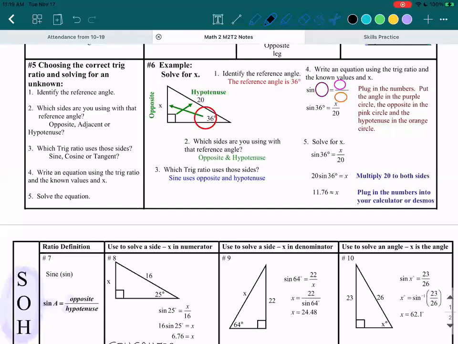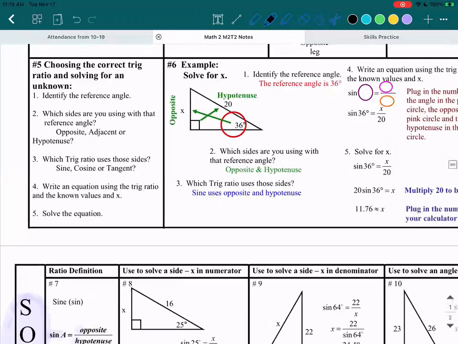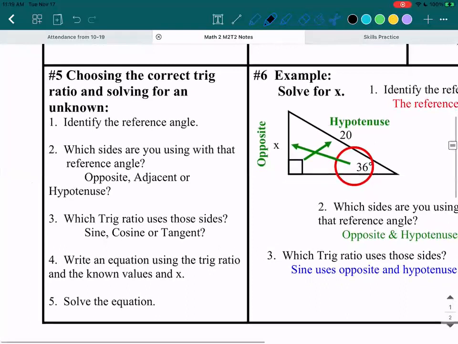All right, so starting with box number 5, we are going to figure out how to choose the correct trig ratio and solve for an unknown. The first step in box number 5 says to identify the reference angle. In a given problem, they will give you a reference angle. Then you figure out which sides you are using with that reference angle. Are you using the opposite, the adjacent, or the hypotenuse? Which combination are you using? Based on that information, you can figure out which trig ratio uses those sides. Is it sine, cosine, or tangent?